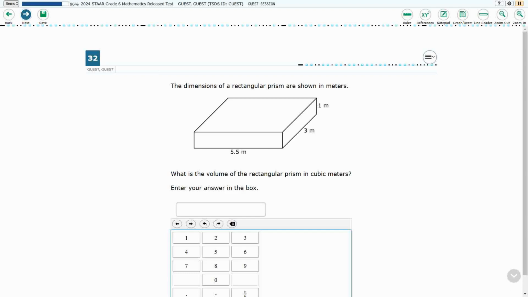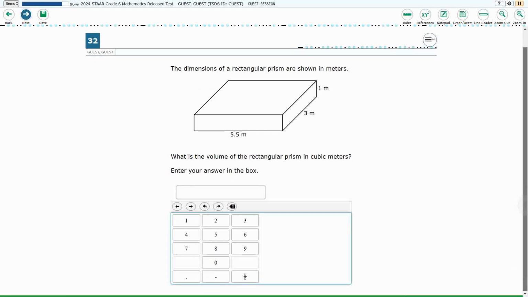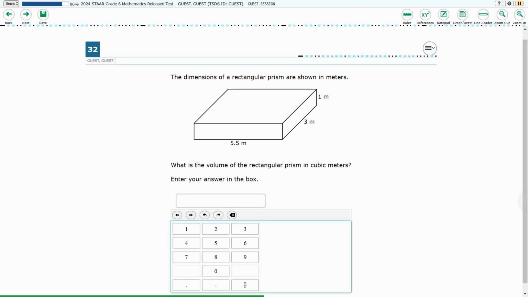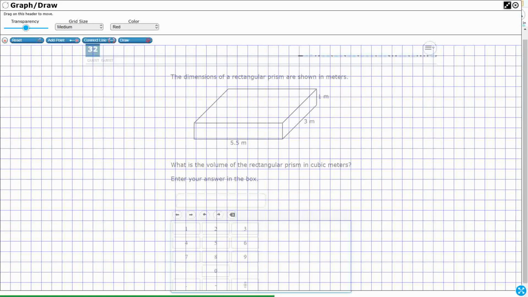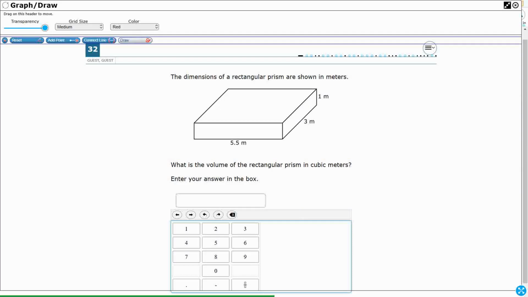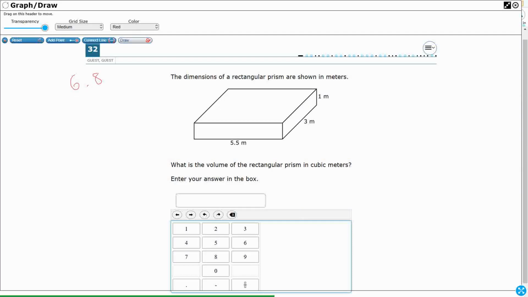For number 32, you see here, we just need to enter our answer in this equation editor. We are looking at area and volume, 6.8D. We're going to have to calculate it ourselves. No A, B, C, or D to choose from. So we need to find the volume of the rectangular prism. Now, this is 6th grade.